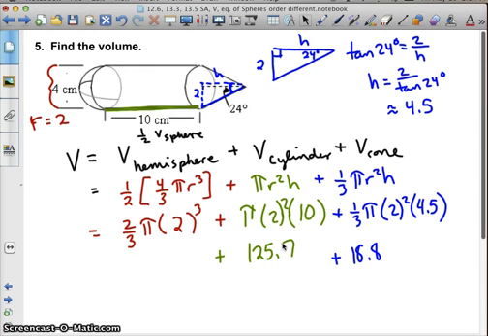And then for the volume of our hemisphere, we'll take 2 cubed, which is 8. Then 8 times 2 is 16. Then divide that by 3 and multiply that by pi, or that's like 16/3 pi. You're going to get that to be about 16.8. And now when we add that all together, we're going to find that this volume is approximately 161.3.